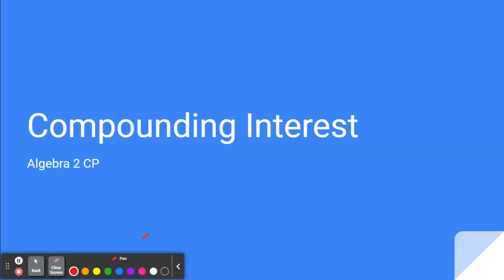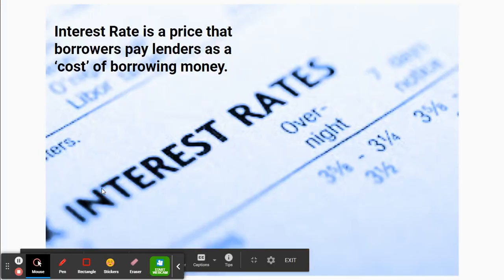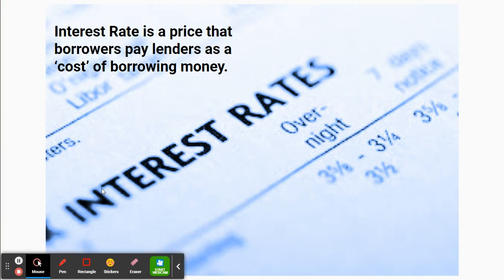Hi, everyone. Today we are going to talk about compounding interest. So an interest rate is just a price that borrowers pay lenders as the cost of borrowing that money.